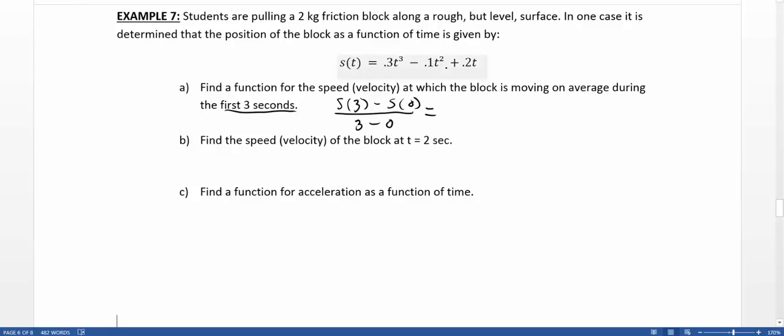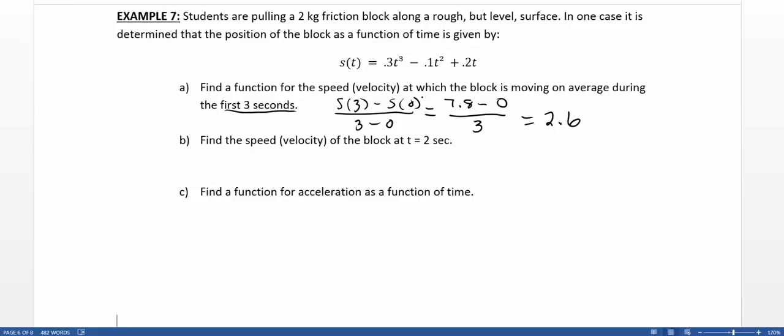So if we take 3 and plug it into the above function, we're going to get 7.8 minus, and if we plug in 0, we get 0, all divided by 3. So when we plug that into the calculator, we're going to get 2.6. Now remember that s of t is going to give us the position, and time is going to give us seconds. So our formulas didn't help us when we still had to calculate the average rate of change.